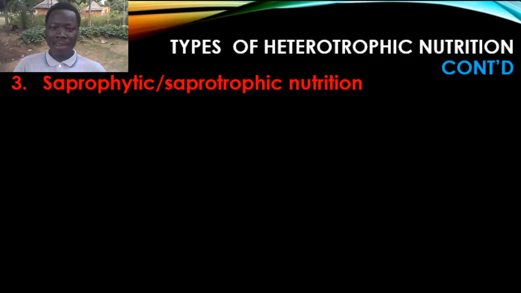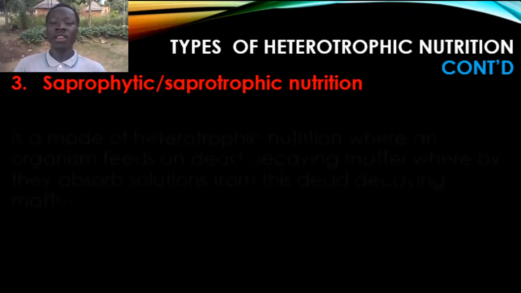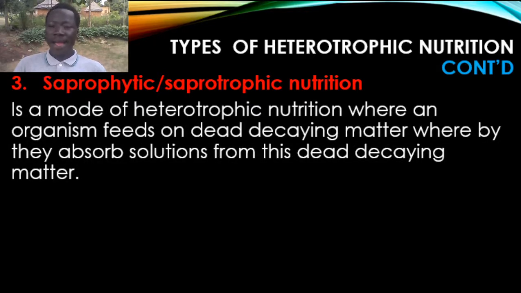That's not yet all. What about saprophytic or saprotrophic nutrition? This is a type of heterotrophic nutrition where an organism feeds on dead decaying matter and thereby absorbs the solution from this dead decaying matter.